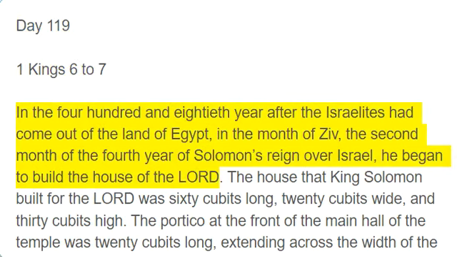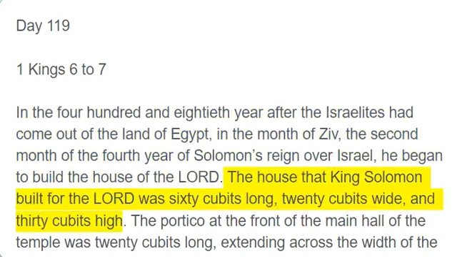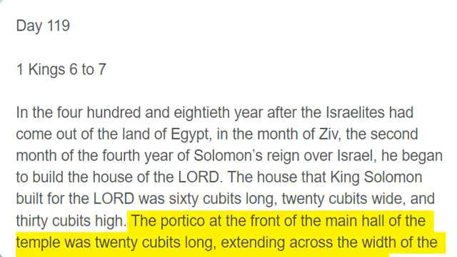In the 480th year after the Israelites had come out of the land of Egypt, in the month of Ziv, the second month of the 4th year of Solomon's reign over Israel, he began to build the house of the Lord. The house that King Solomon built for the Lord was 60 cubits long, 20 cubits wide, and 30 cubits high. The portico at the front of the main hall of the temple was 20 cubits long, extending across the width of the temple and projecting out 10 cubits in front of the temple.